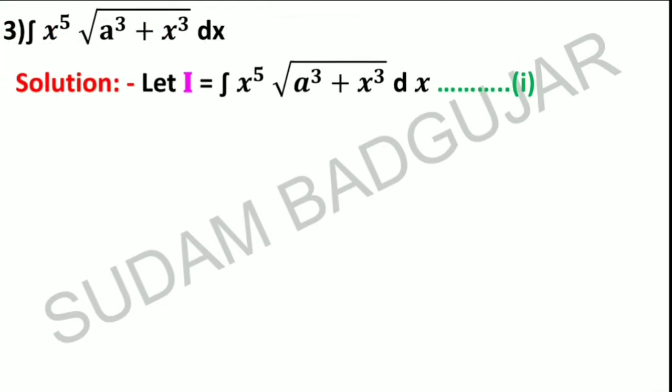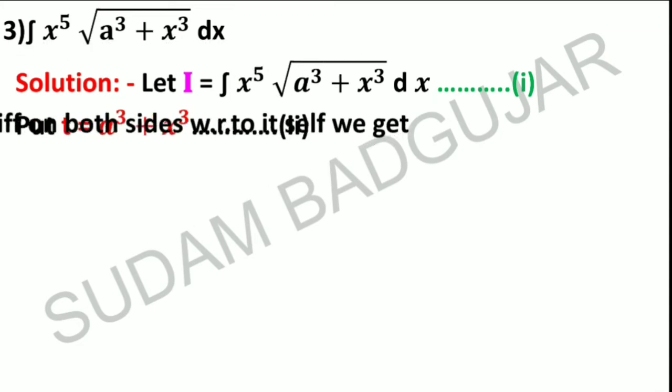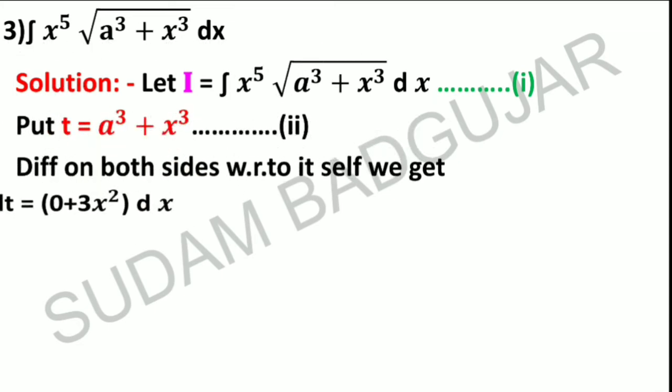Now the next sum is question number 3: integration of x raised to 5 into under root of a cube plus x cube into dx. Whatever the polynomial may be, you must apply substitution, that is put t equal to the inside function, and then you have to find dx.